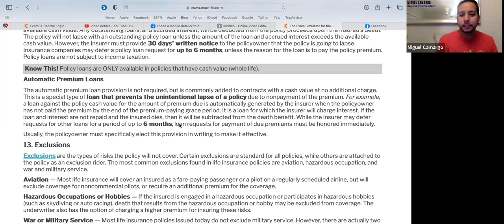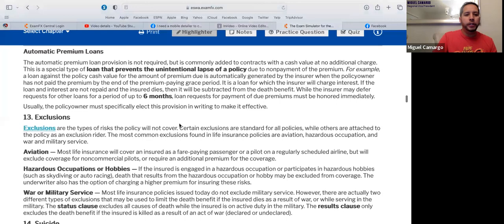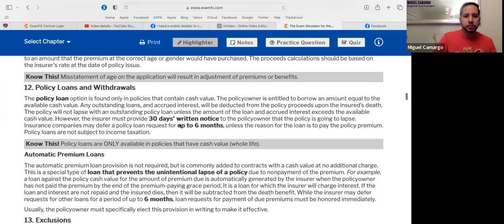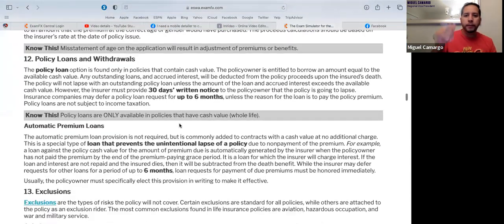And again, if you want to borrow this money at any point, the insurance company can defer your request up to 6 months to get that money. Okay, that's all we need to know about provisions. So all that right there was provisions. And the word provision just means rights and obligations. If you don't have that on the top of your sheet of paper, write provisions, rights, and obligations. These are your rights to the policies, and these are your obligations to keep the policy going.